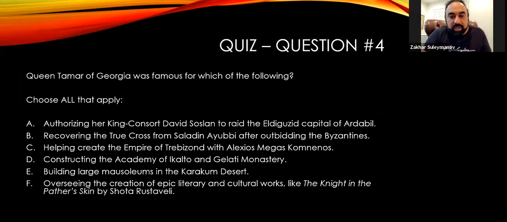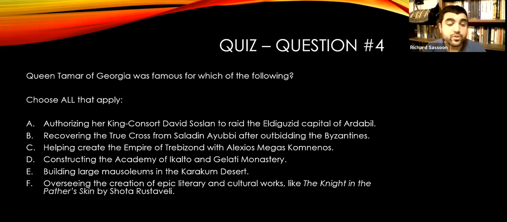So definitely F and C, and not sure about A. F, C, and A. Yeah, those are the right answers, right? The conquest of Ardabil that David Soslan, her second husband, performed at her orders. She also helped create the Empire of Trebizond, and she was responsible for a golden age in Georgia that resulted in many artistic, literary, and cultural works.